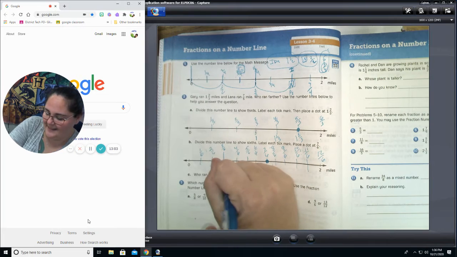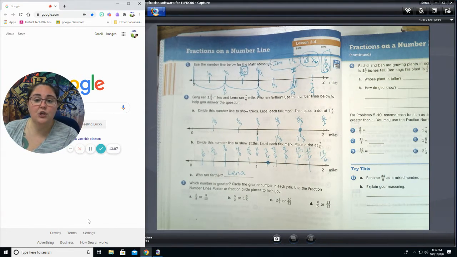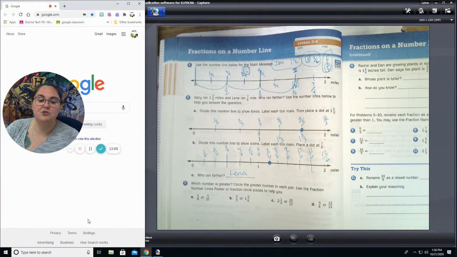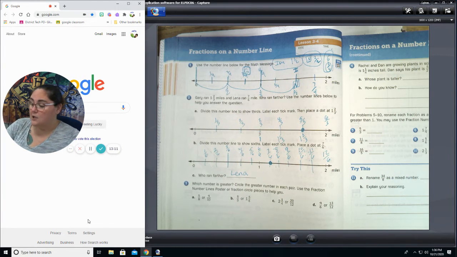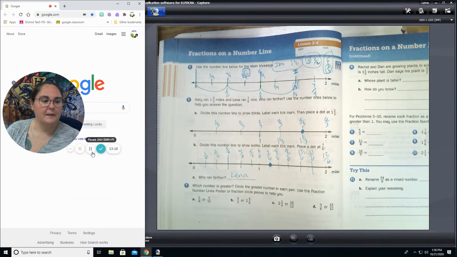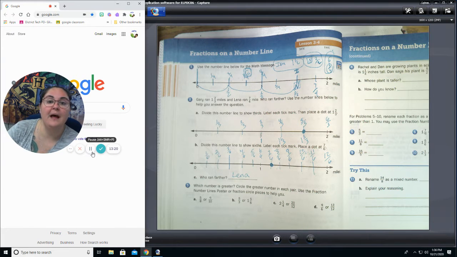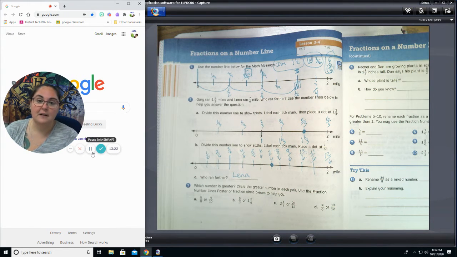Your answer should be Lena. Lena is farther along. So you can definitely use number lines to check which one is bigger. So I am going to show you that too. We're going to work on this today. But I am also going to upload another video of how to compare fractions.